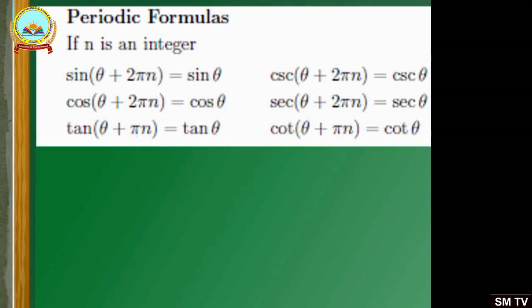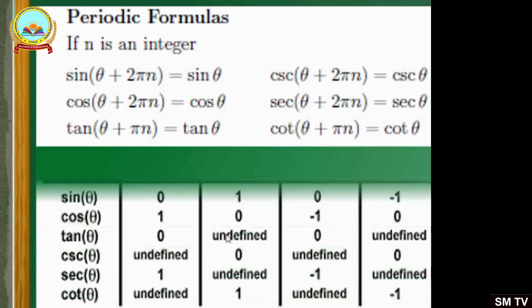Sin of 2n pi plus theta is sin theta, cos of 2n pi plus theta is cos theta, secant of 2n pi plus theta is secant theta, cosecant of 2n pi plus theta is cosecant theta, and tan of 2n pi plus theta is tan theta, and cot of 2n pi plus theta is cot theta. But tan and cot functions are periodic with the period pi. Therefore, tan of n pi plus theta is tan theta, and cot of n pi plus theta is cot theta. These are periodic functions.